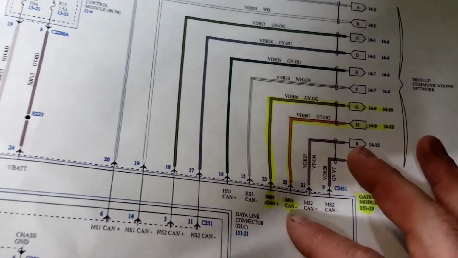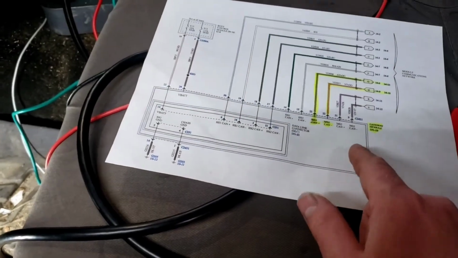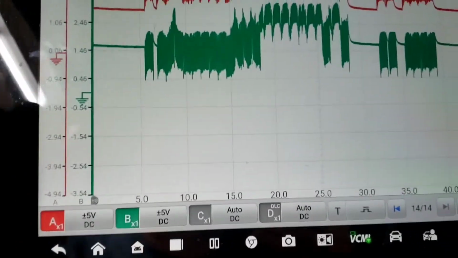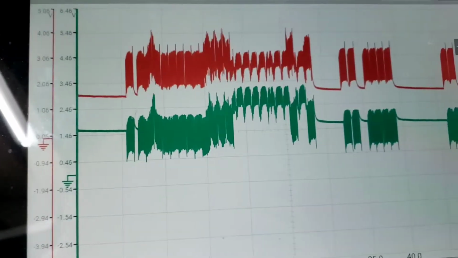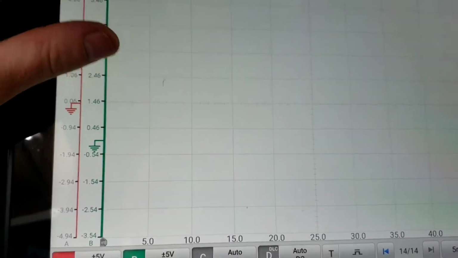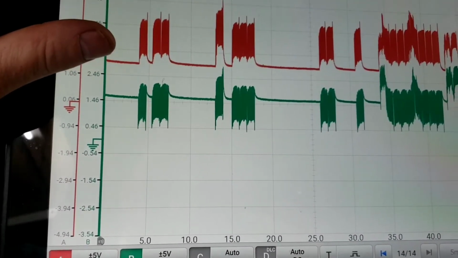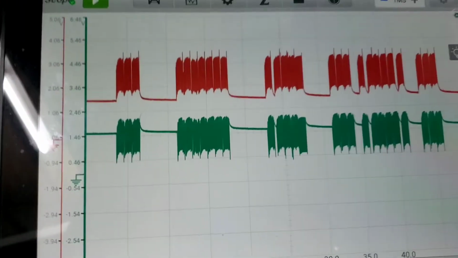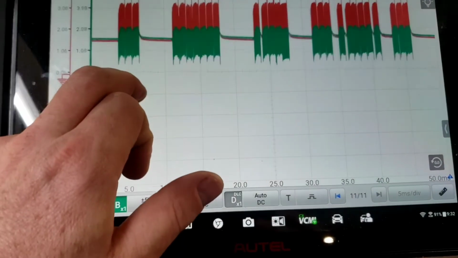All right, so now what I did is I put a second channel on CAN low. Red CAN high, green CAN low at the gateway module down there. Well, if you look, why they do this is, well, first off, that hash is wrong. Let's just get a good spot here. Okay, that's bad. It's all bad. That's our problem, obviously.